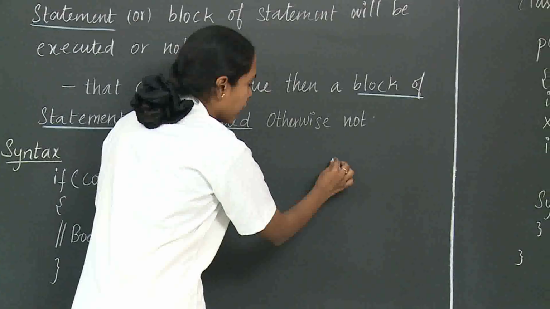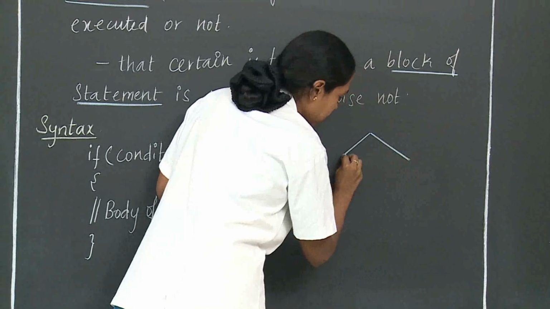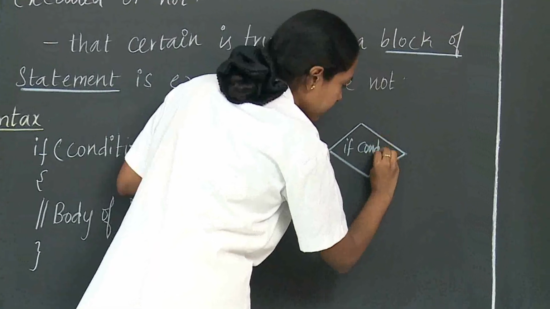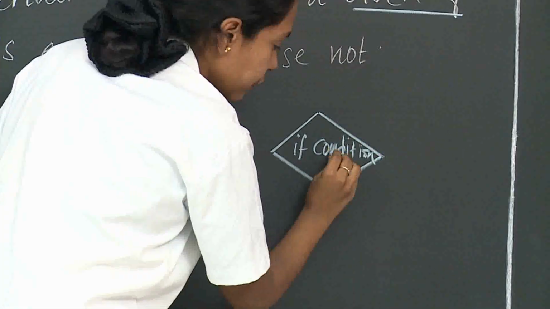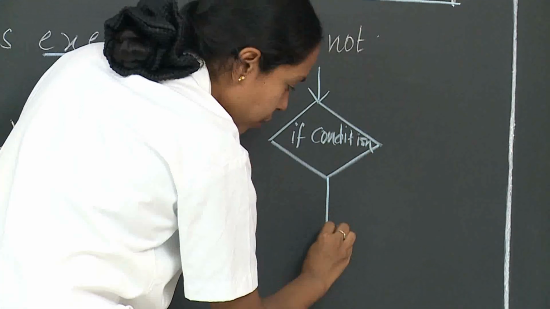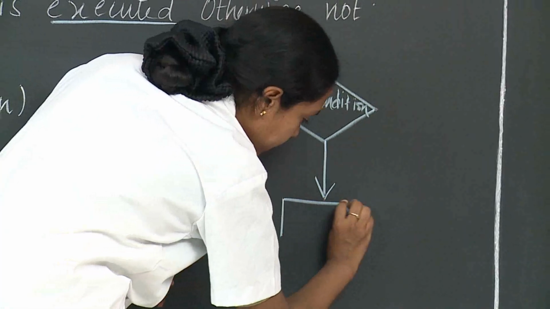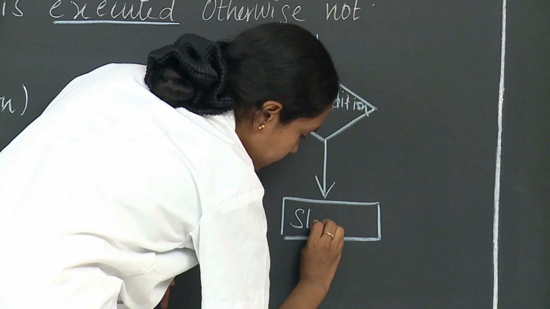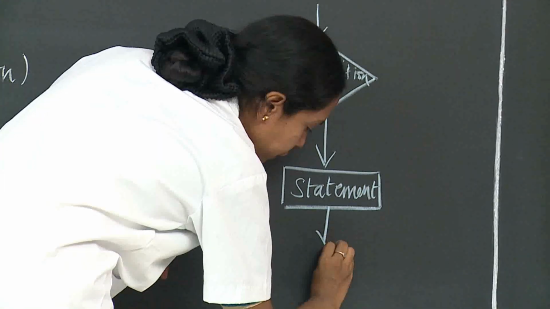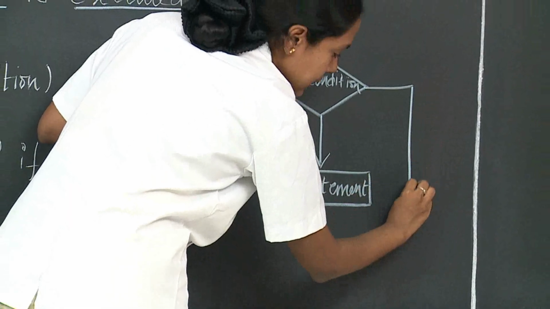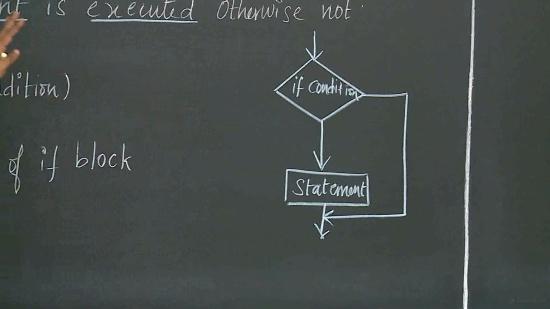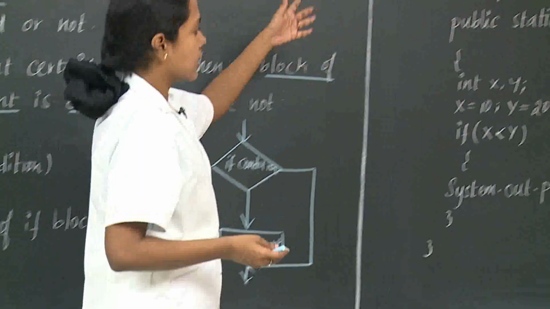This is the flowchart for our if statement. If the condition is true, here I give my input, and it will execute some statement. If the condition is false, it simply comes out of the block. This is the flowchart for our if statement. This is the example.